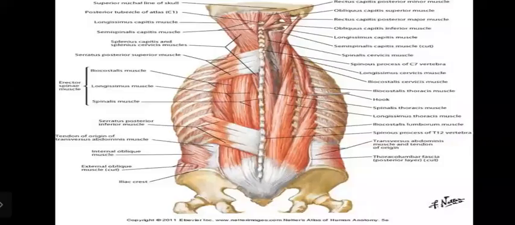Moving further, this is again a diagram taken from Netter's. We need to focus more on the erector spinae muscle, as we have divided it into three parts: iliocostalis, longissimus, and the spinalis.